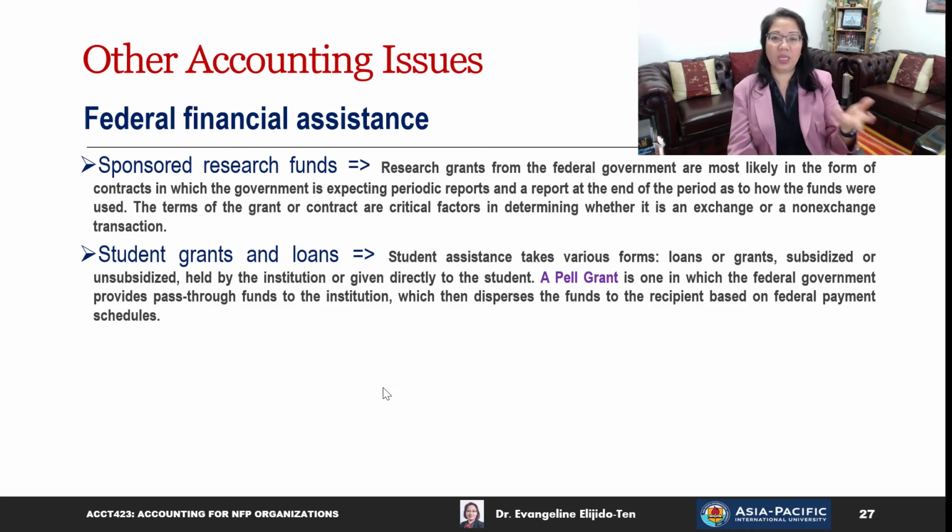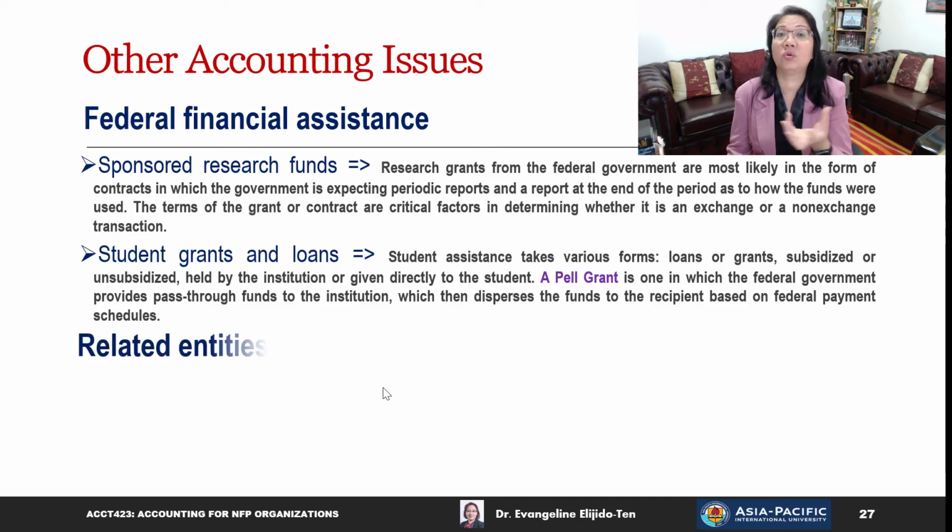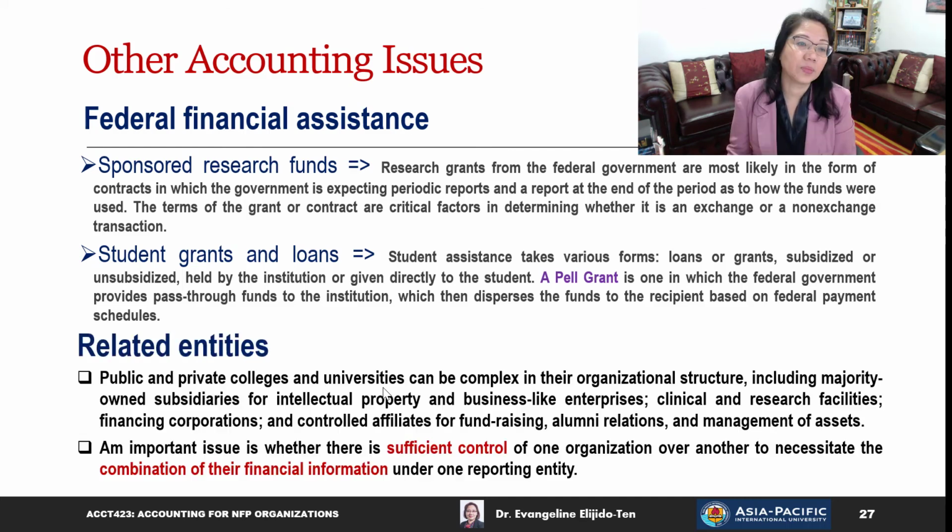All right. So in the case of a Pell Grant, it's likely that the institution, if they do not have any authority as to who will receive it, will be considered like a custodian of the fund. Related entities. Public and private colleges and universities can be complex in their organizational structure, including majority-owned subsidiaries for intellectual property or any business-like enterprises.